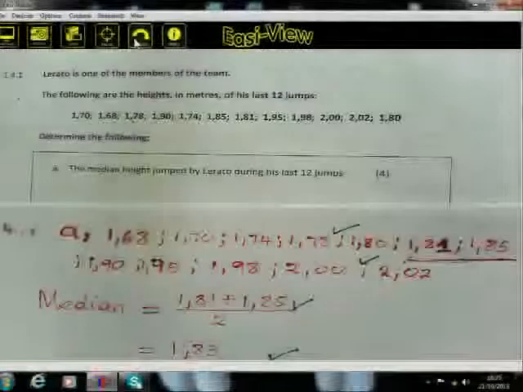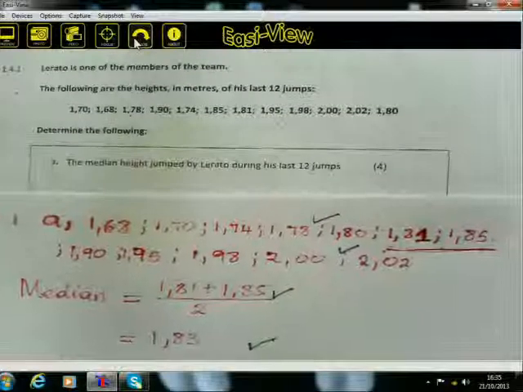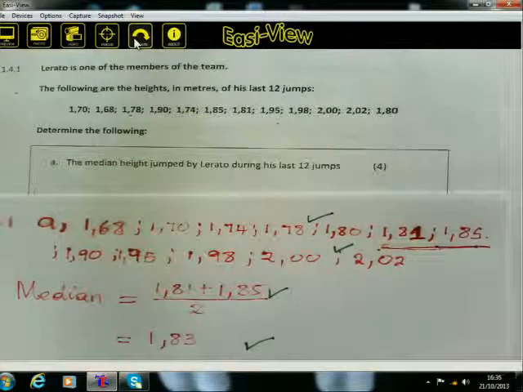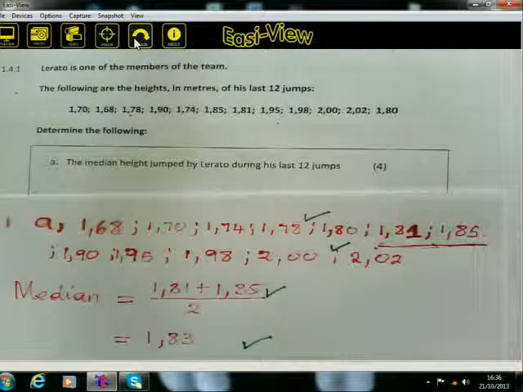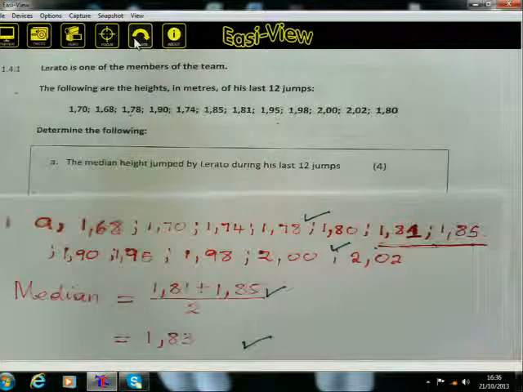Let us continue on what we were doing. Remember, we had finished 1.4.1 number A, whereby you had to determine the median. Remember, you had rearranged the data so that you can find a median. You have found it, and you got 1,3 as your median.